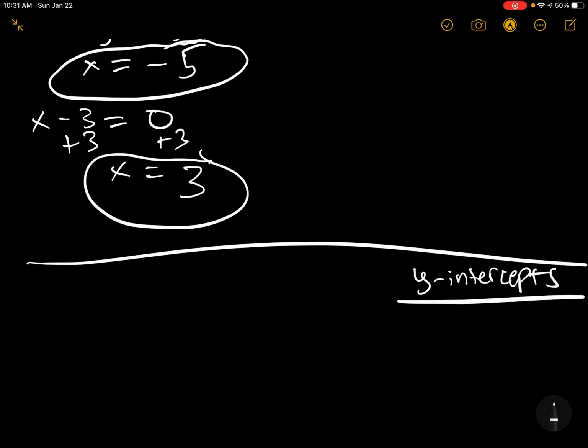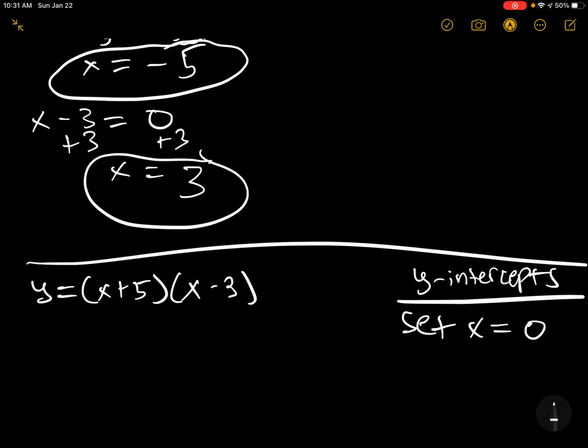Let's write the problem down again. Y is equal to x plus 5 times x minus 3. Now the same step again for solving for y-intercepts. We want to set x is equal to 0. So let's go ahead and do that. Y is equal to 0 plus 5 times 0 minus 3. So replace every x you see with 0.